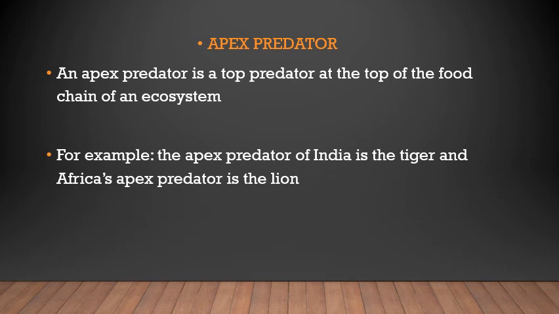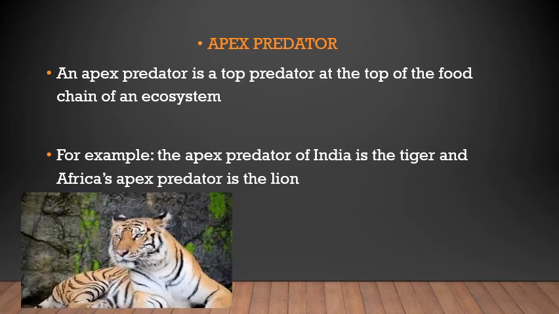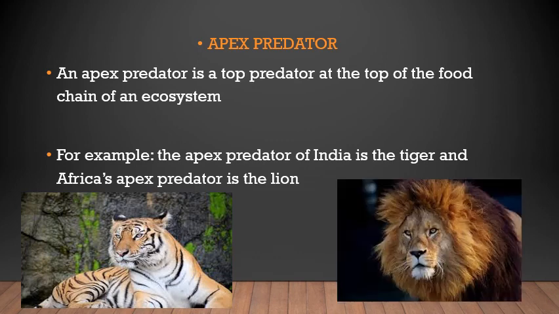Now, for example, the apex predator of India is the tiger. The tiger is the apex predator in India because they are on the top of the list. They hunt down different animals and they eat the deer and different kinds of animals. And Africa's apex predator is the lion. Usually, the carnivorous animals are the apex predators because they are directly dependent on the animals which feed on the plants, the herbivorous.